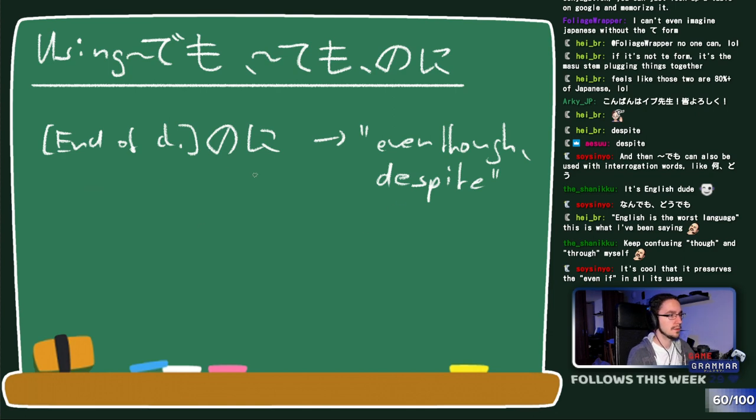So at the end of a clause, noni, it's often like despite or even though. And it's often used to complain. So like, even though you said you'd be here, right? And I'll maybe just use this sentence like, even though you said you would be at the meeting, right? So, or participate at the meeting. So we could have something like, kaigi ni.